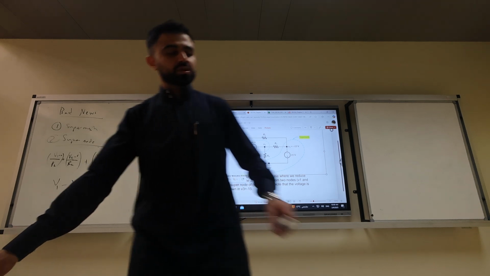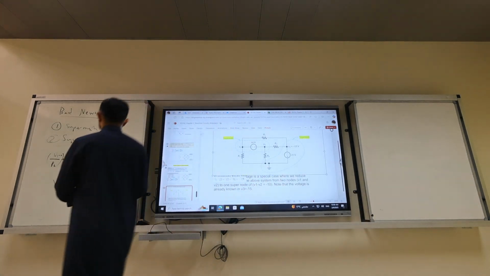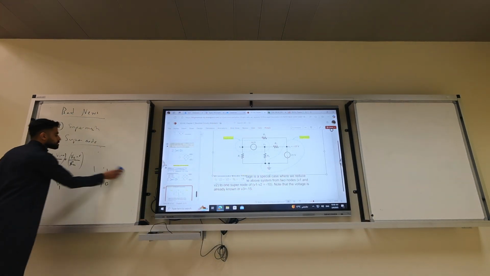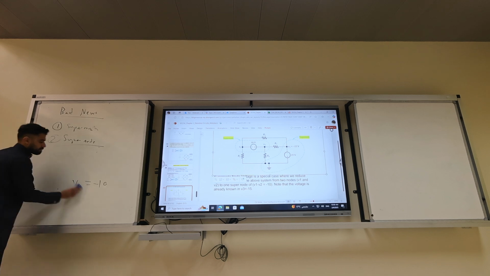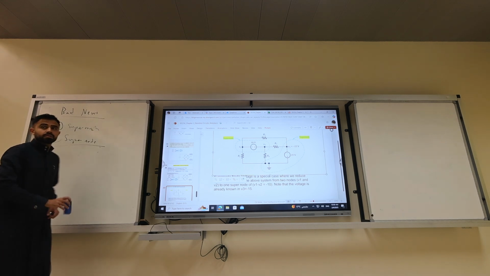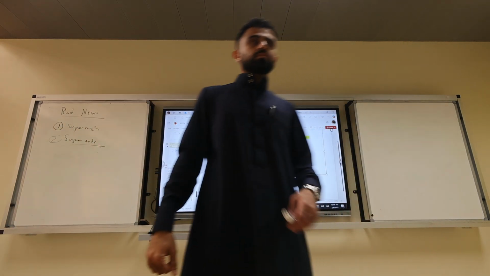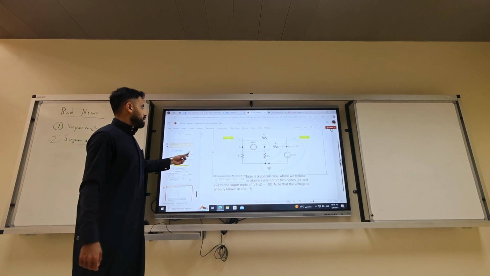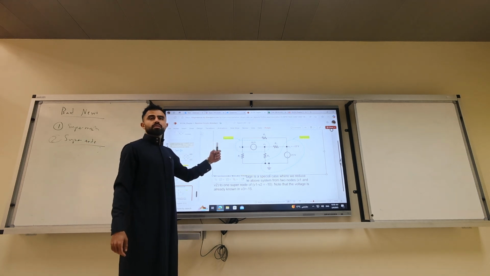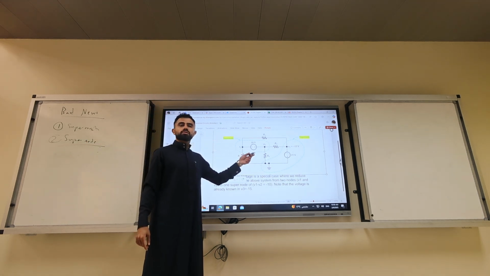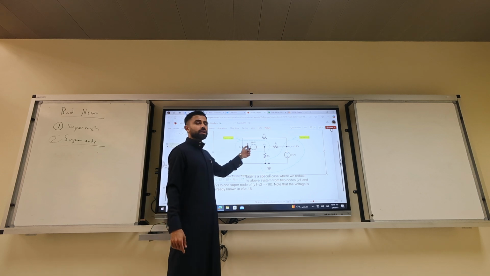Hopefully we'll try to do it in the help session, an example. Any question about the supernode? Yes? That's the main difference between the supernode and voltage node. Well, it is a node voltage method. But the supernode, there is a voltage source. With the supermesh, there is a current source in the middle.